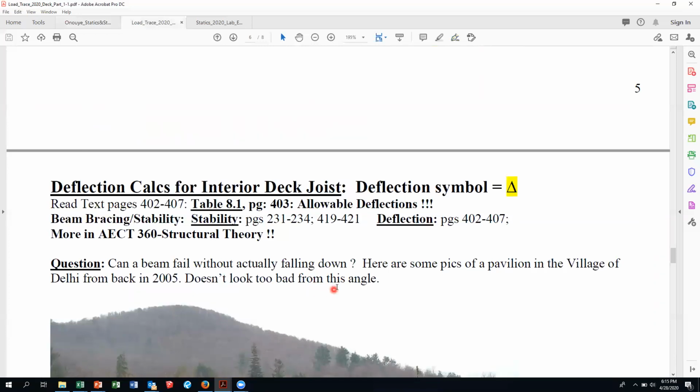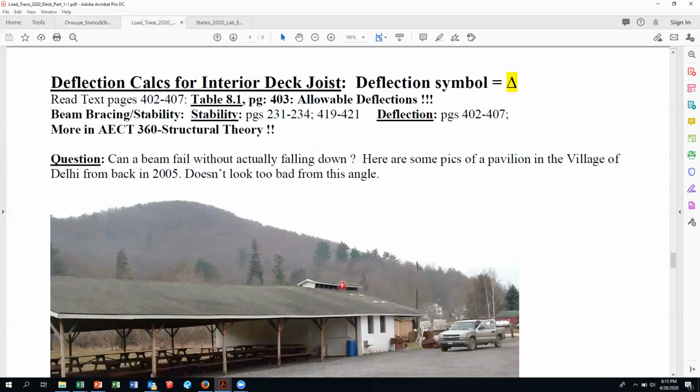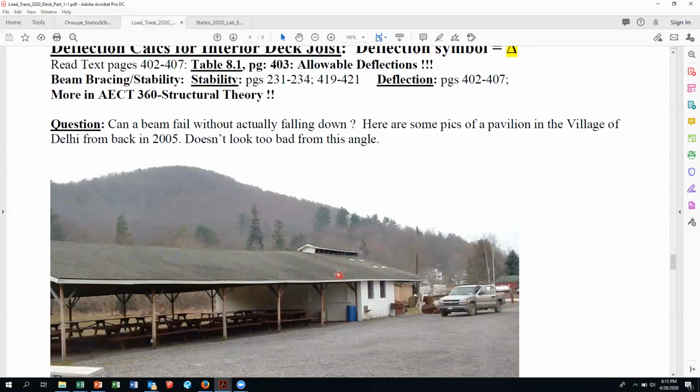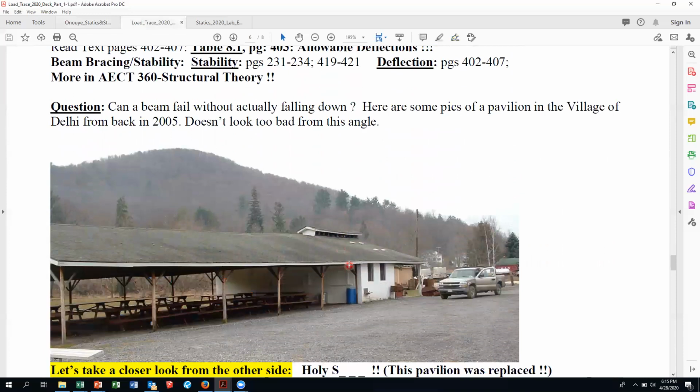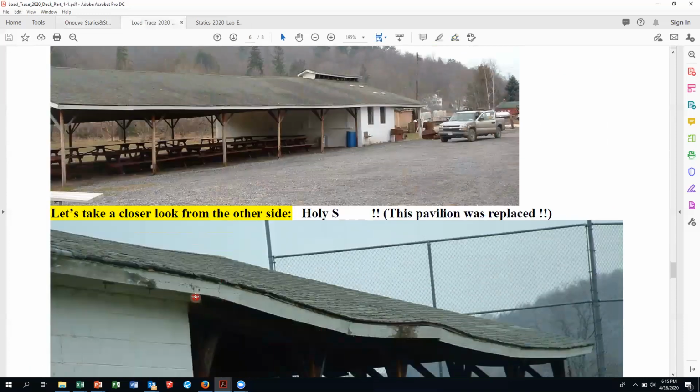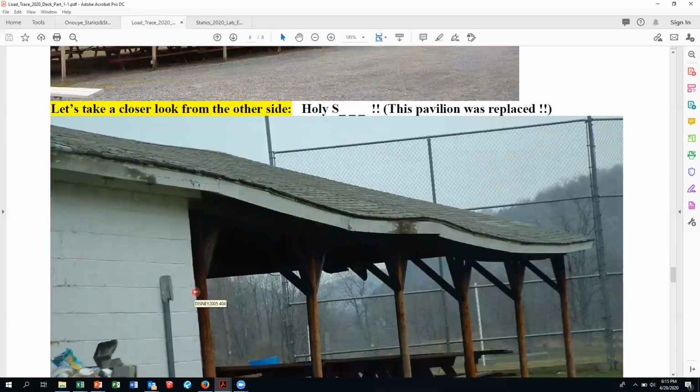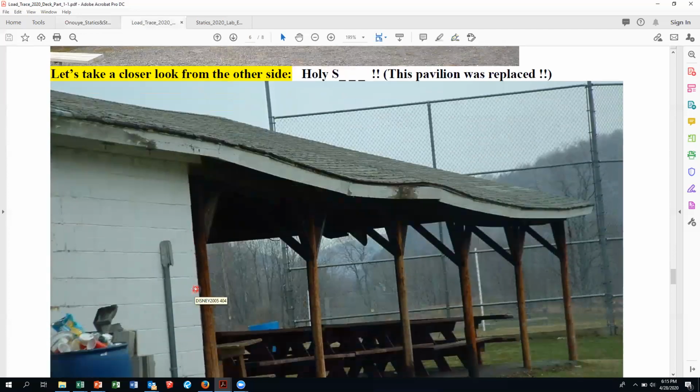This is an oldie but a goodie. Can't believe I still have it. This is a pavilion down in the village of Delhi from back in 2005. At that point, we went down and analyzed it, and it really doesn't look too bad from this angle, till you take a look on the other side. And I would dare say that that was failing in deflection.